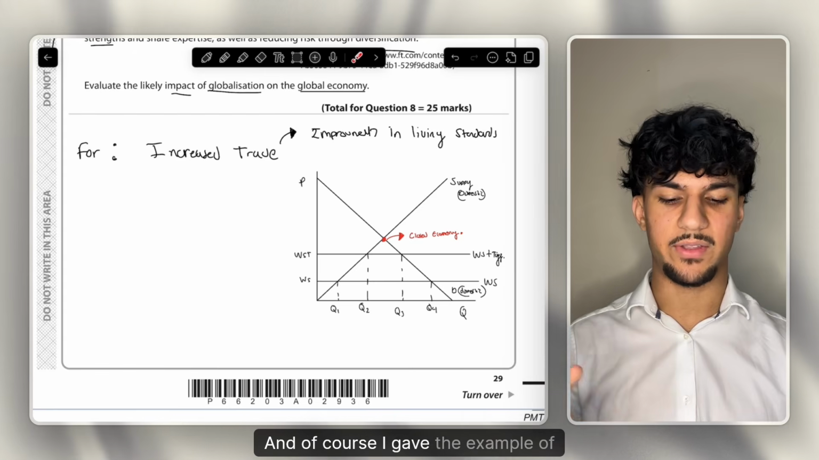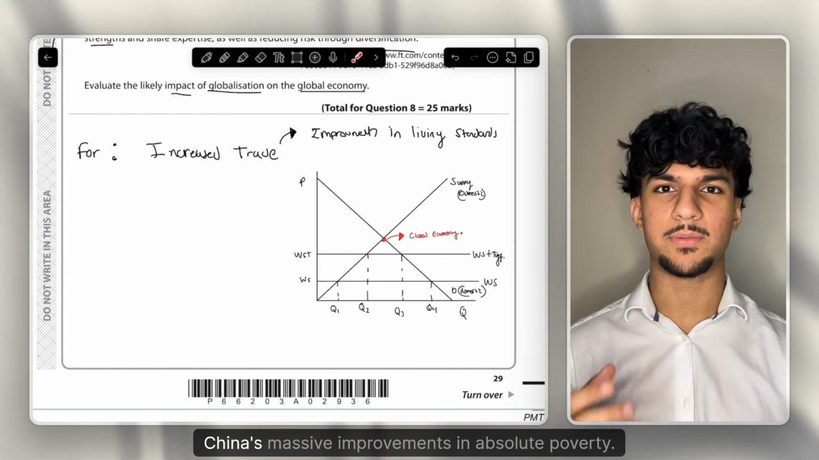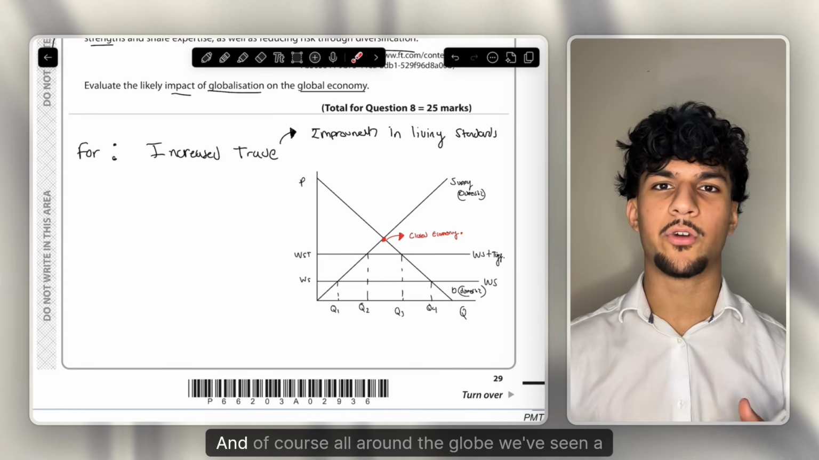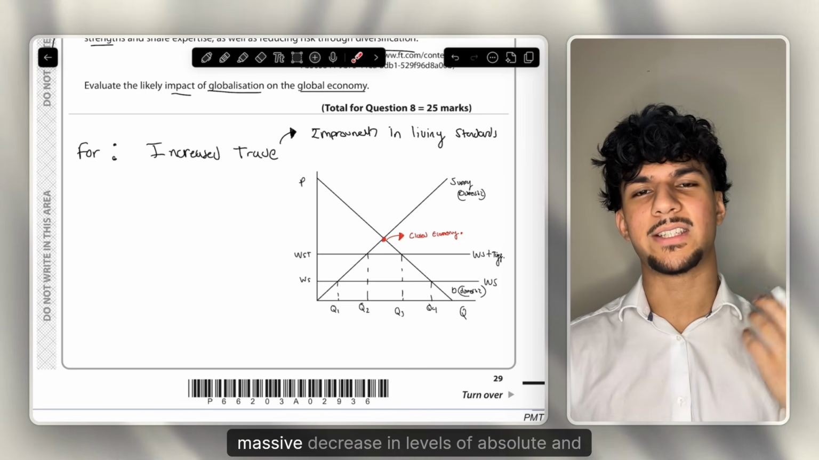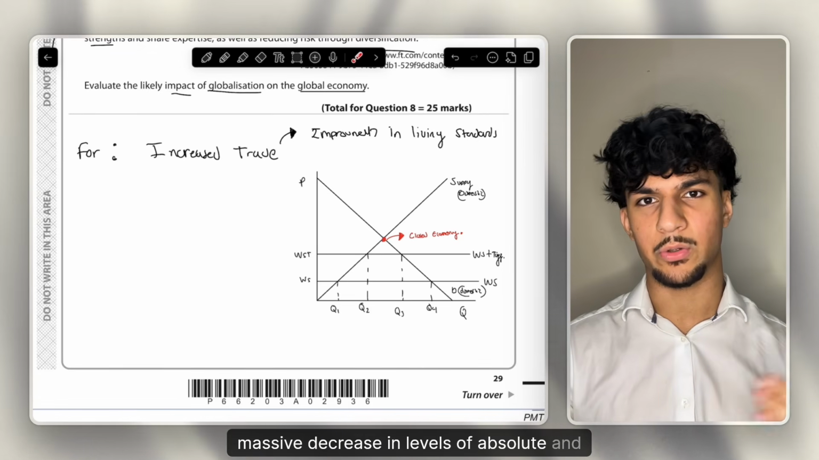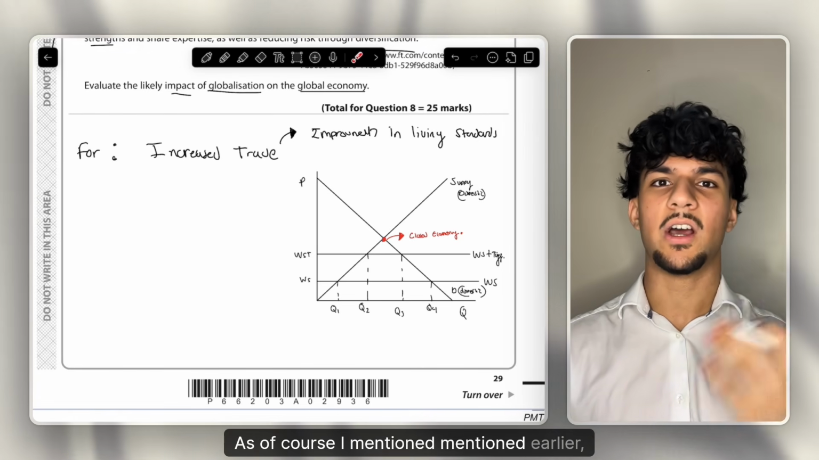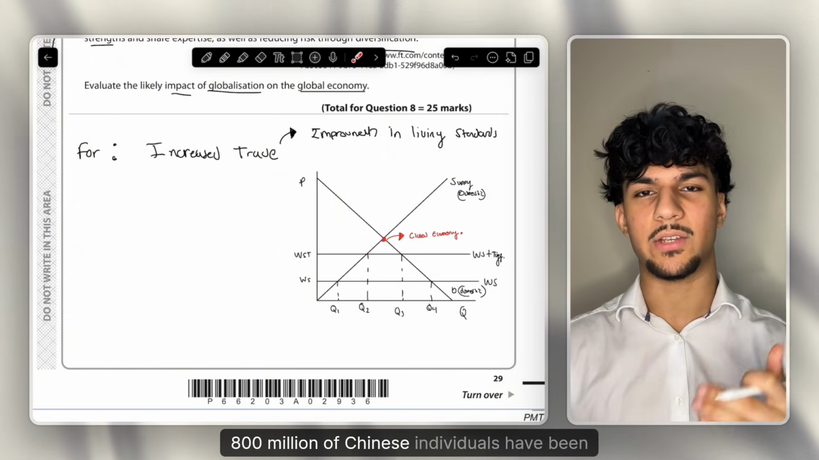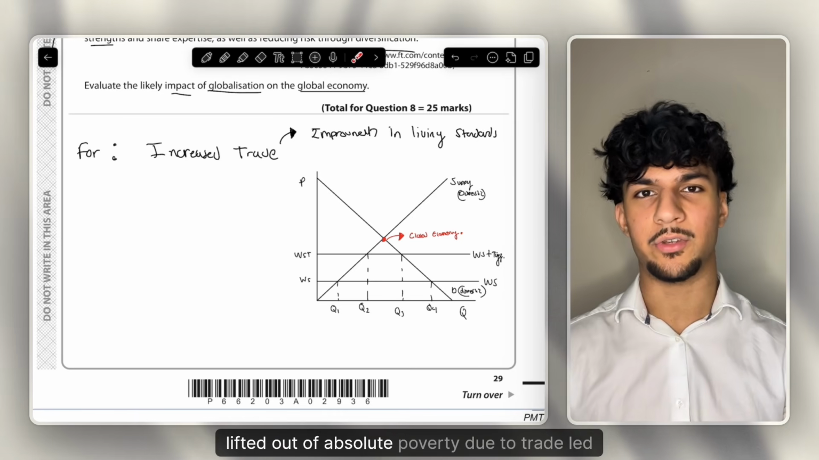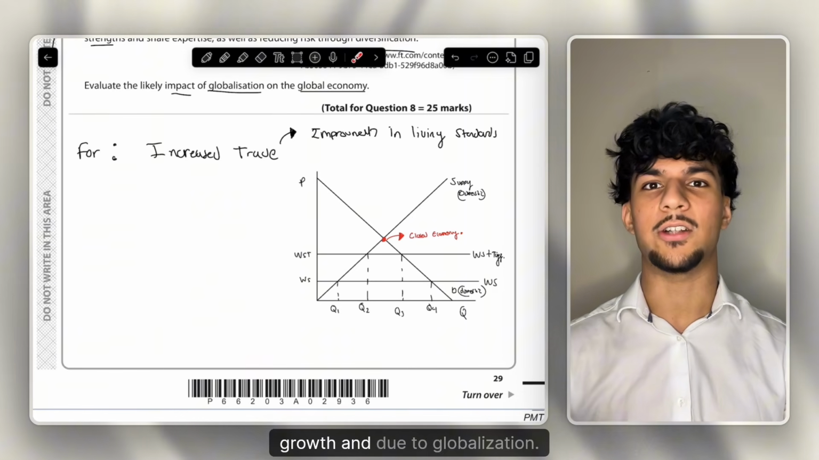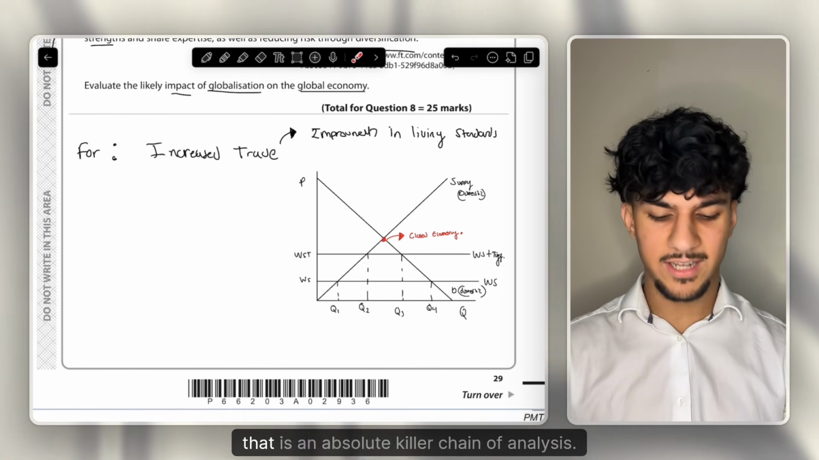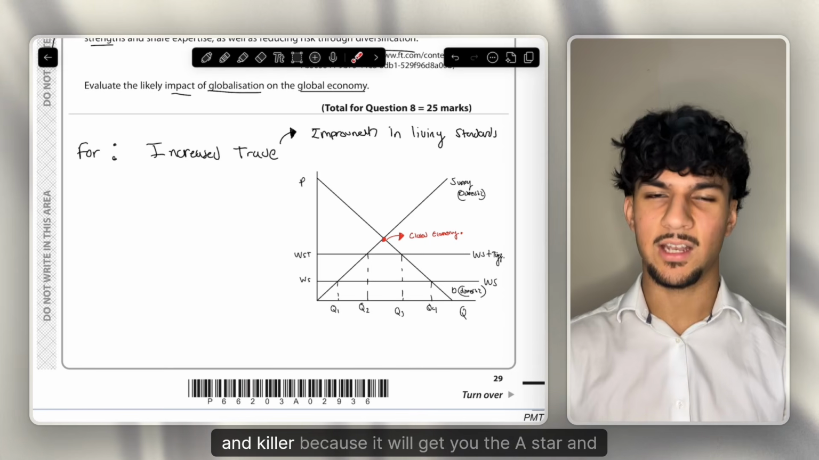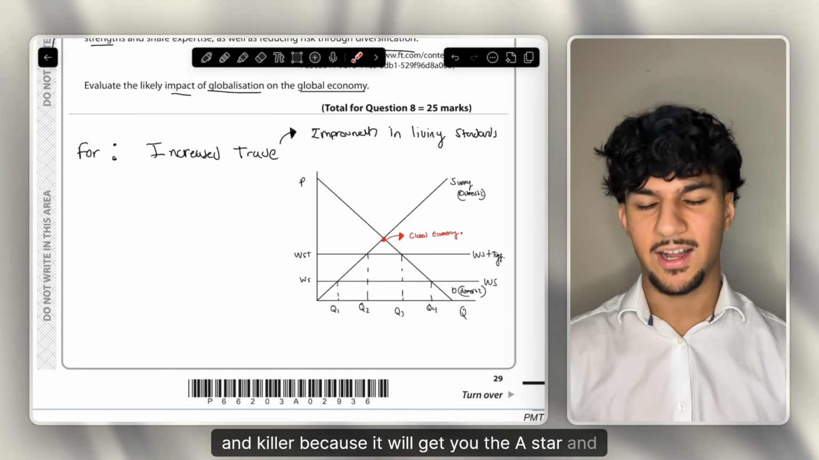And of course, I gave the example of China's massive improvements in absolute poverty, and of course all around the globe we've seen a massive decrease in levels of absolute and relative poverty. As of course I mentioned earlier, the 800 million Chinese individuals have been lifted out of absolute poverty due to trade-led growth and due to globalization. But yeah, that is an absolute killer chain of analysis, and killer because it will get you the A star and just top marks.